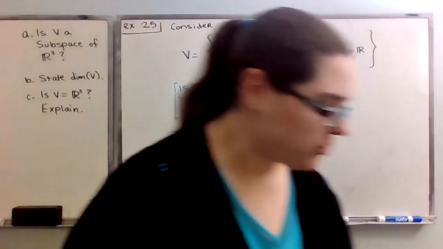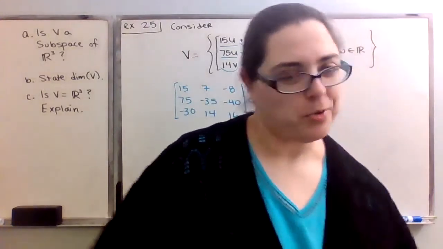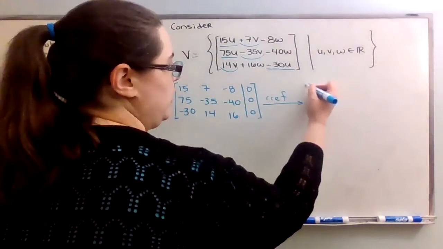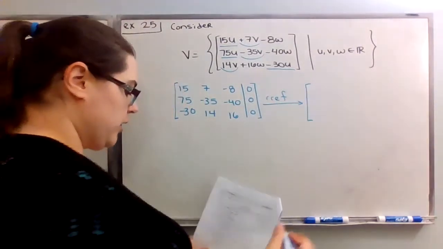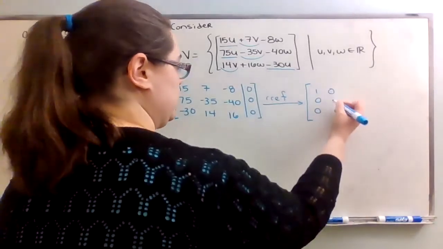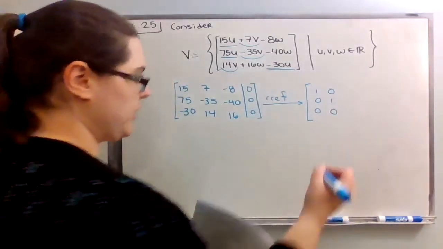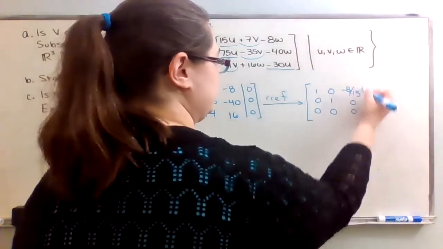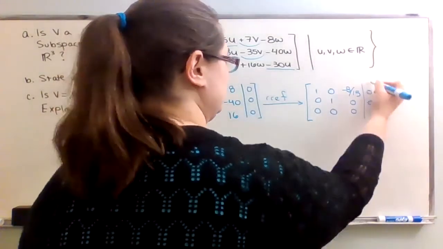And like usual, we're going to do the row reduction, and also like usual, I've done that ahead of time so we don't have to spend a lot of time on this video going through that. So we're going to end up with the columns 1, 0, 0, 0, 1, 0, and -8/15, 0, 0, 0, 0, 0.